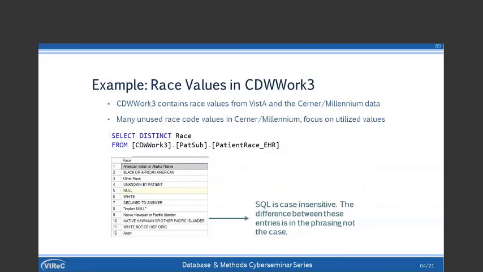For my example, I'm going to use data from CDW Work 3 because it combines our most recent data from Vista and the Millennium data. I don't want to use these unused values that are in Millennium. I'm going to focus on the utilized values by selecting the actual values in the patient race underscore EHR table. We have a total of 12 different values. SQL is case insensitive, so I could have Black or African American in mixed case that may also appear in my data, but for distinct values, only one will show up here. These look like they may be a difference between case, but it's actually this word other.